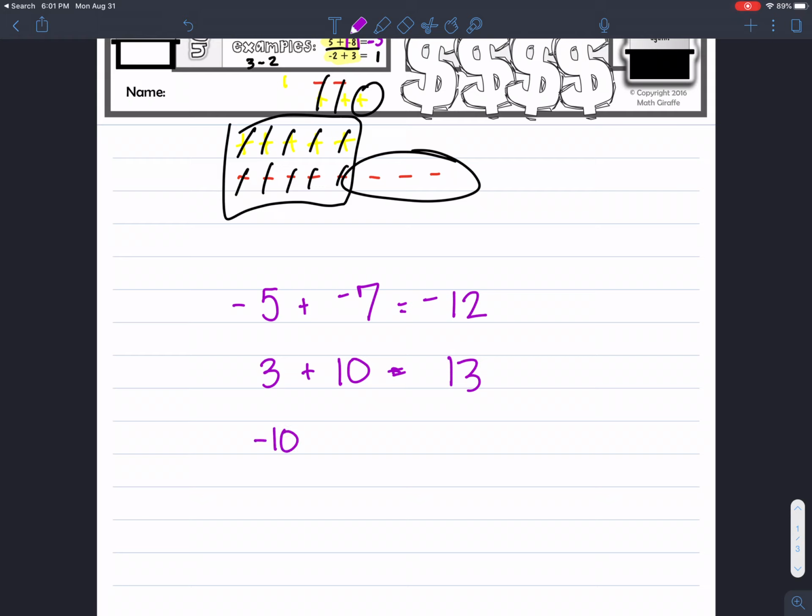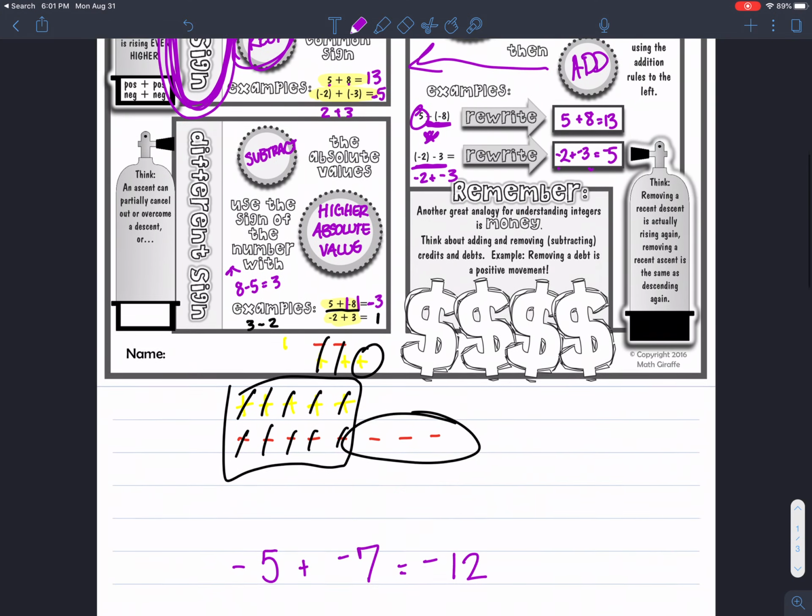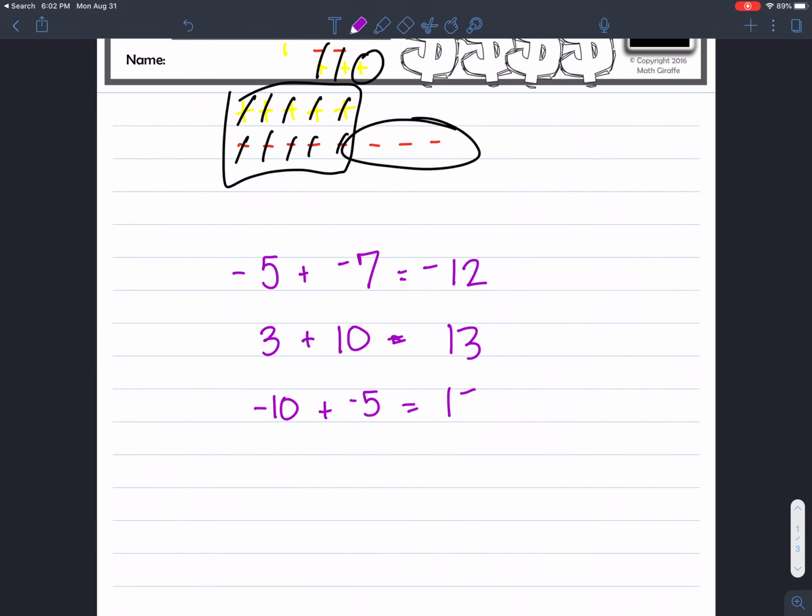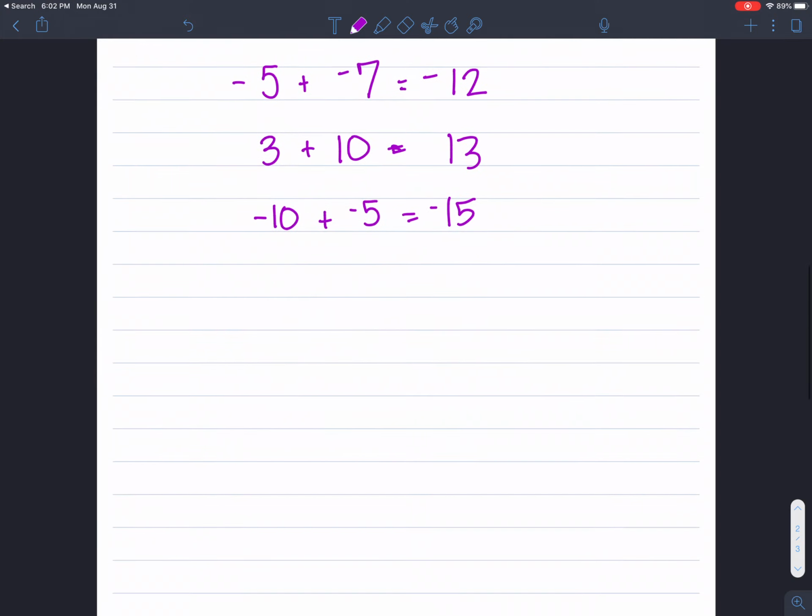Negative 10 plus another negative. Let's try negative 5. So both signs are the same, so we are going to add. We get 15, and we're going to keep the negative. Okay, so that's a few of just the same sign. Let's try some that are different.